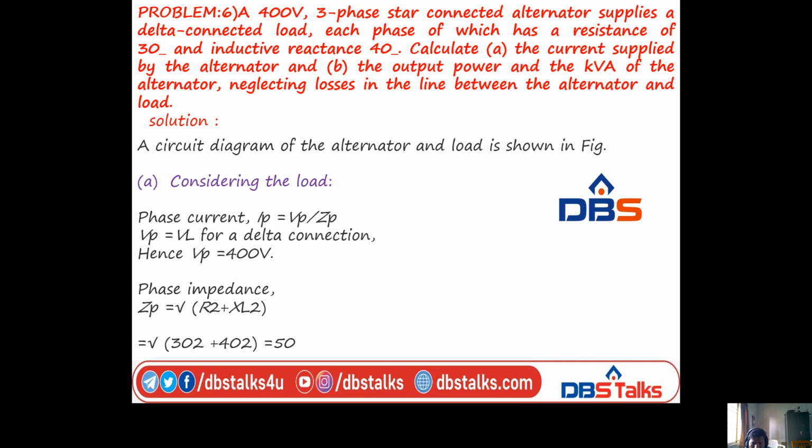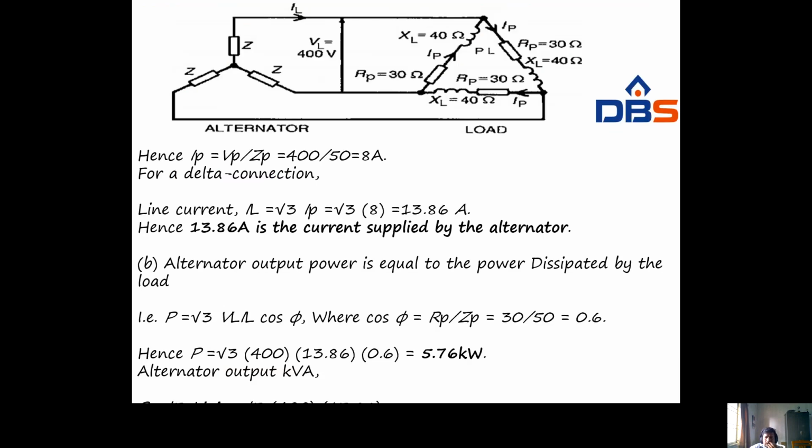First of all, we have to consider the load. Phase current I phase is equal to V phase by Z phase. V phase is equal to VL for delta connection, that is 400 volts, and Z is square root of R square plus XL square. R and XL are given directly: square root of 30 square plus 40 square, that is equal to 50. Therefore, I phase is equal to 400 by 50, that is equal to 8 amperes.